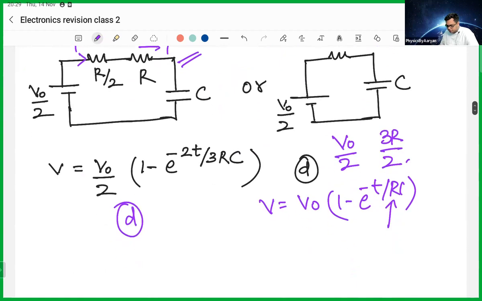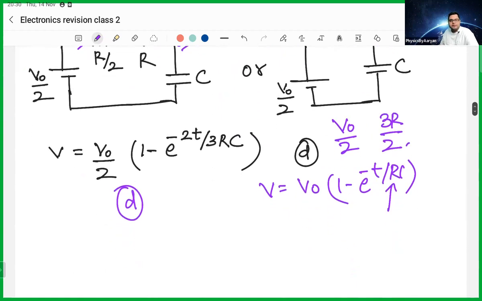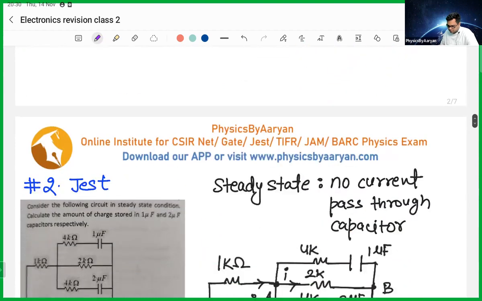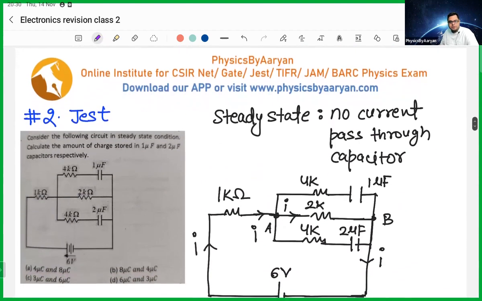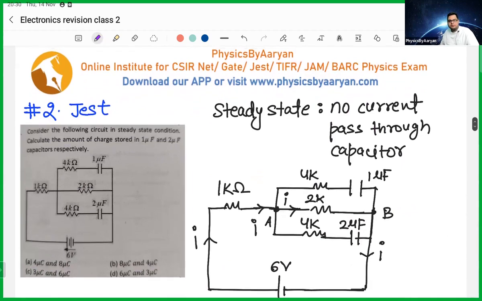Clear? So this was the first question, and this question would have been very difficult without Thevenin because you have to do the simplification. Can I move to the second problem if everyone agrees with me? What do you say? Can we go for the next?